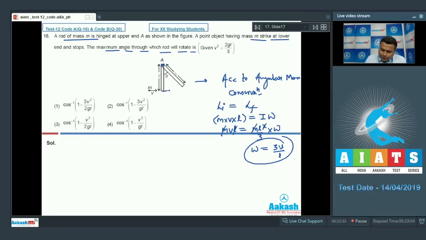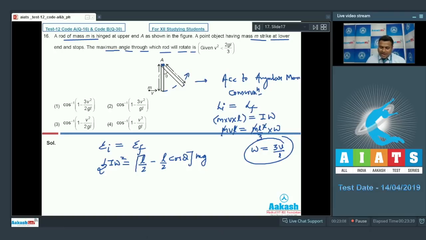The rod starts to move and reaches at this highest point. Mechanical energy will be conserved, or you can write the total energy initial must be equal to the total energy final. Initially it will have a rotational kinetic energy, that is half I omega square equals, finally if it reaches somewhere here, its rotational kinetic energy is getting converted into potential energy, and that will be written as L by 2 minus of L by 2 cos of theta.